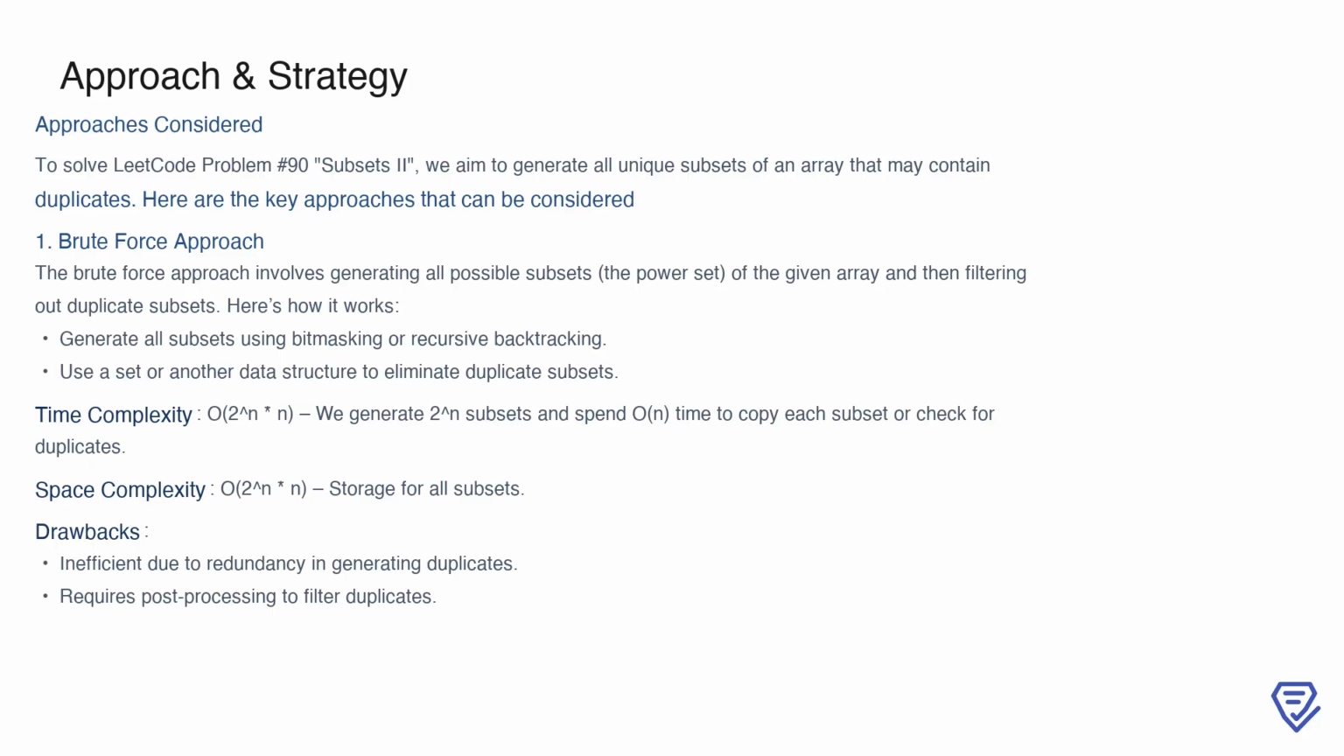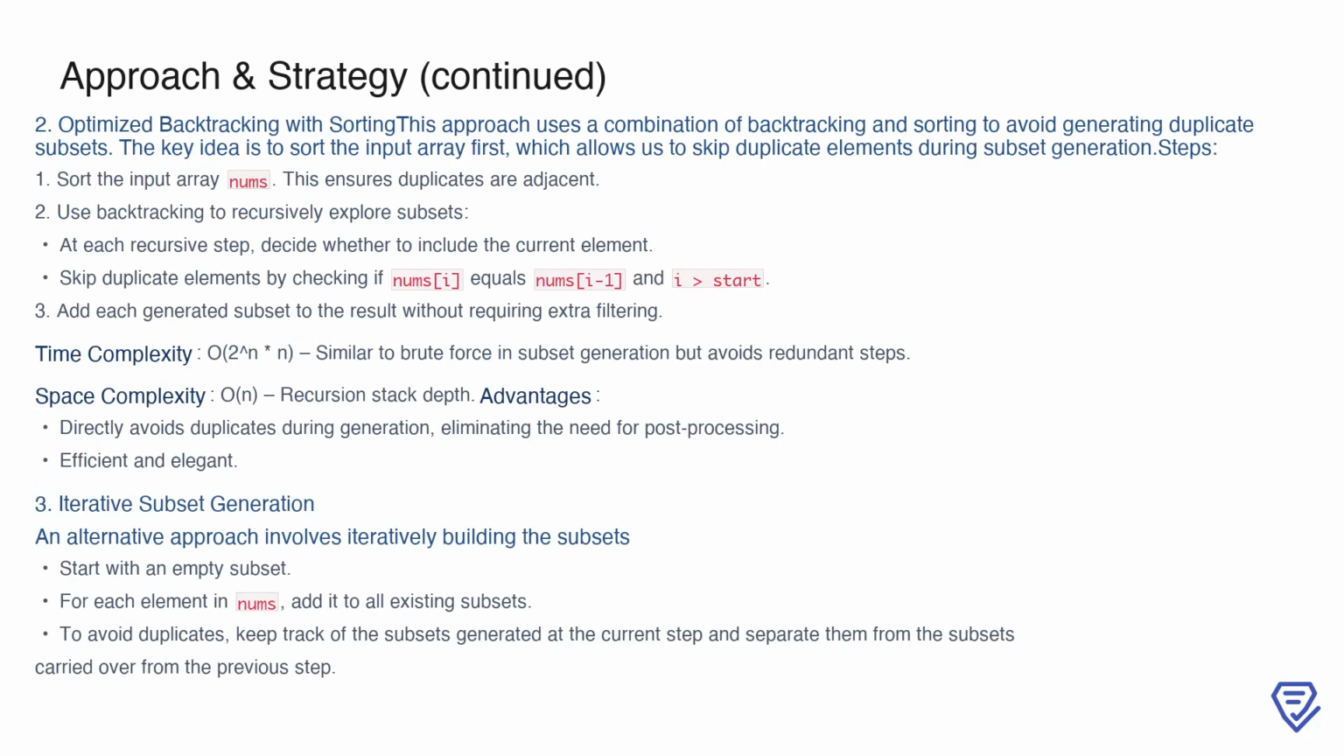While this method does work, it's quite inefficient. Generating 2 to the power of n subsets and then spending additional time to check or copy each subset leads to a time complexity of 2 to the power of n * n. Moreover, storing all subsets also requires a significant amount of space, making it 2 to the power of n * n in terms of space complexity. The main drawback is the redundancy in generating duplicates and the extra post-processing step required to remove them, which makes this approach less ideal for the problem at hand. Now, let's explore a more efficient solution, the optimized backtracking approach combined with sorting.